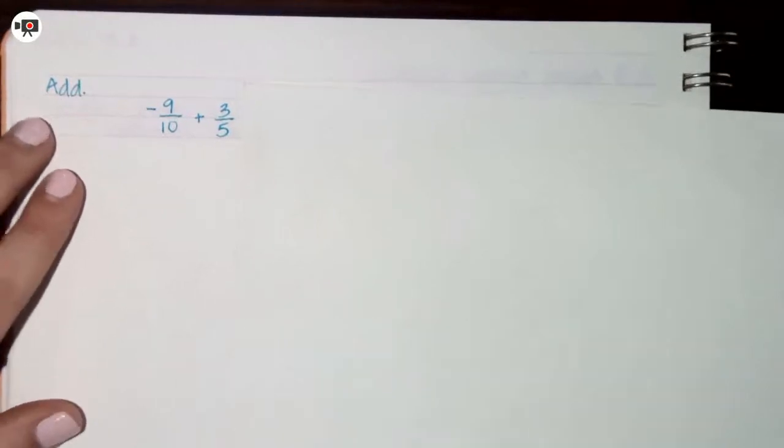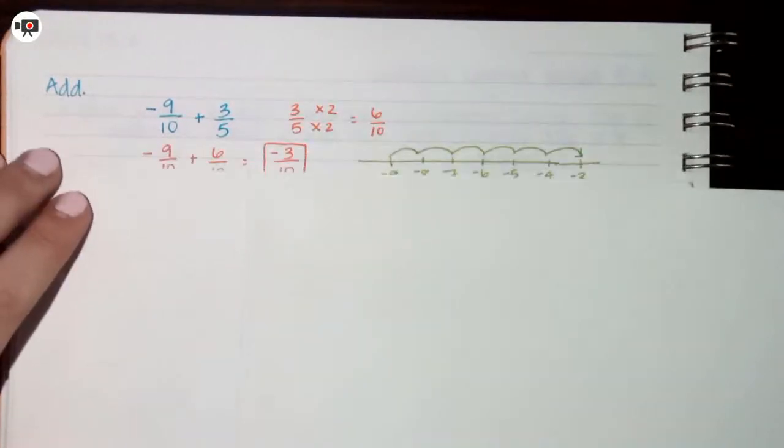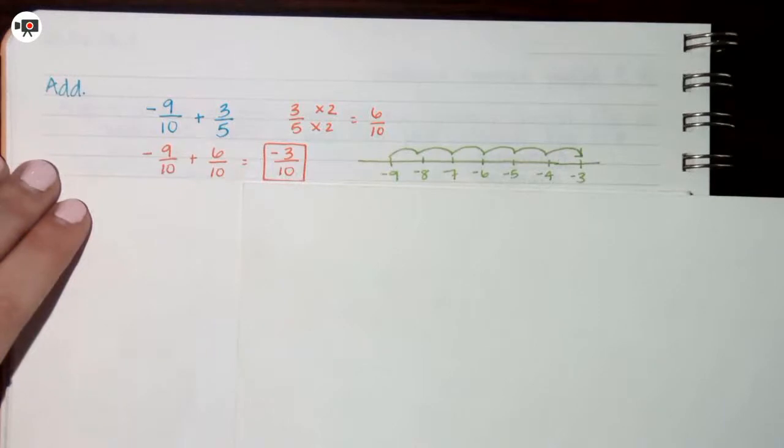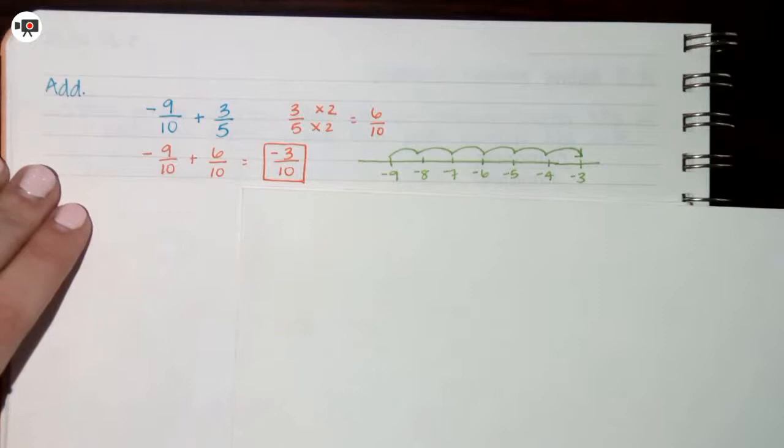A few more examples. Negative 9/10 plus 3/5. Make a common denominator. And you get negative 9/10 plus 6 over 10 is negative 3/10.